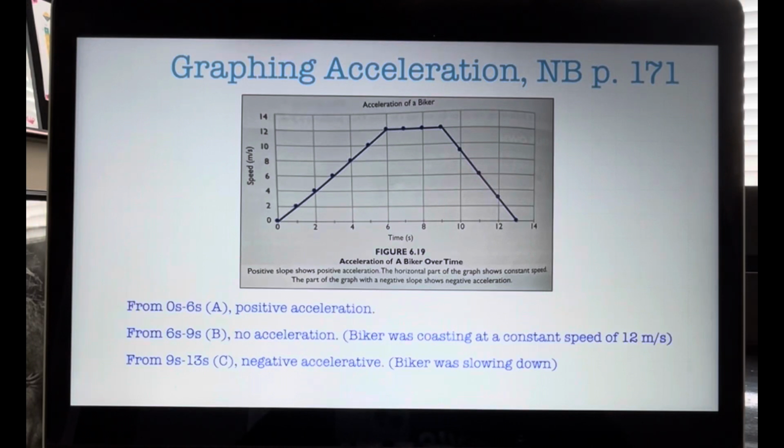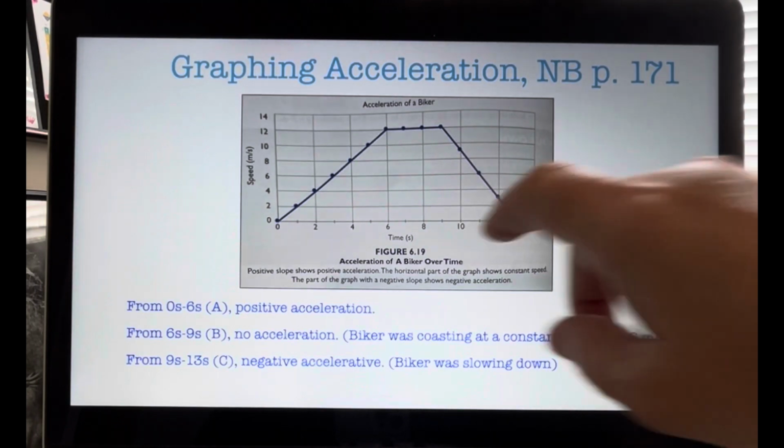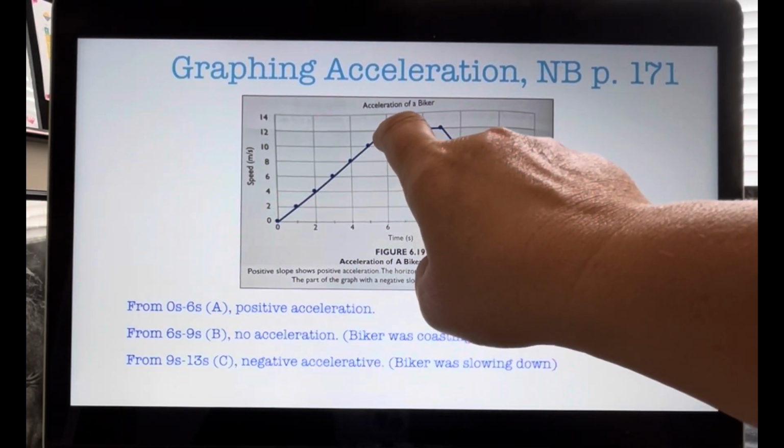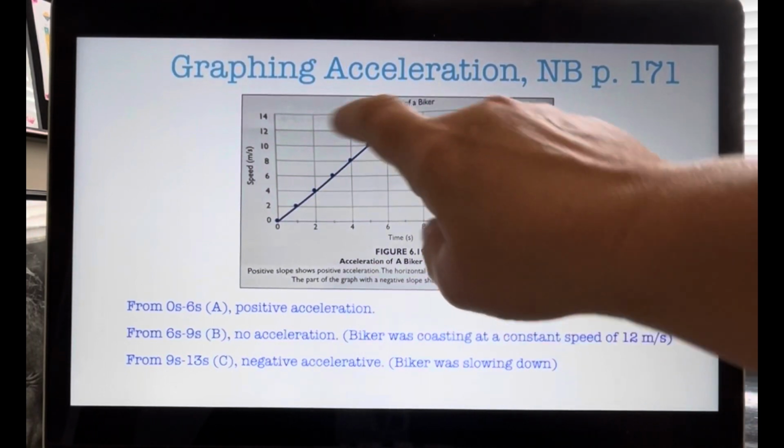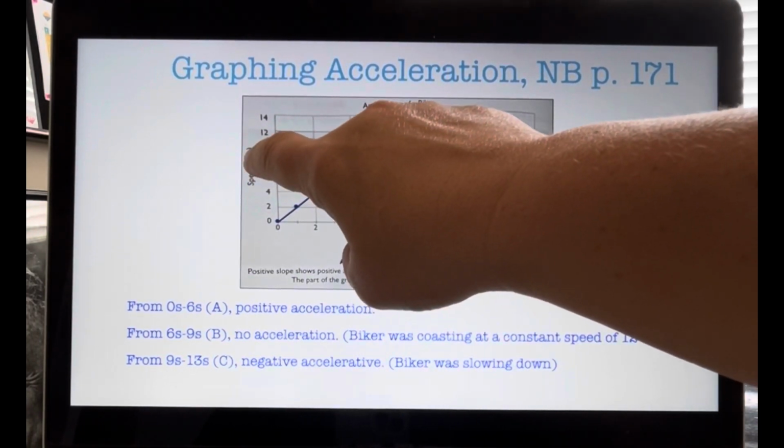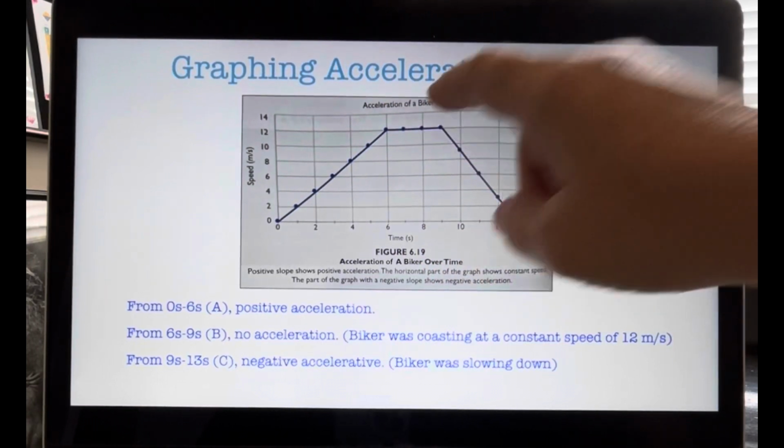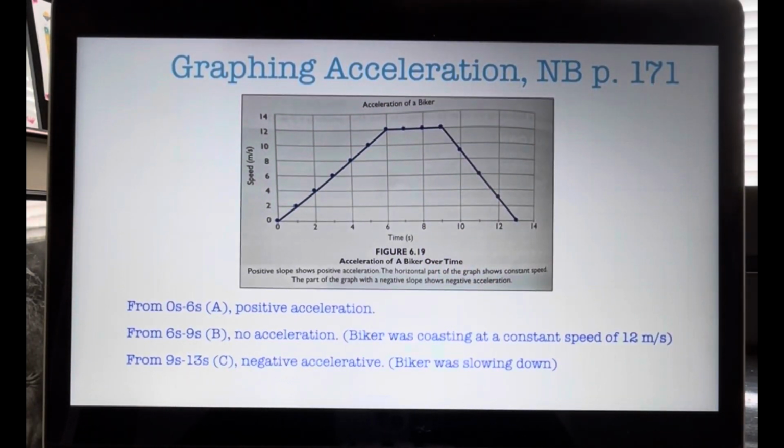Then when the biker was coasting at a constant speed of 12 meters per second, the line is a straight horizontal line. So here, he was coasting at 12 meters per second. So there was no acceleration on that segment. That indicates that there was no acceleration during those 3 seconds because neither the speed nor the direction was changing. The biker was still going downhill.